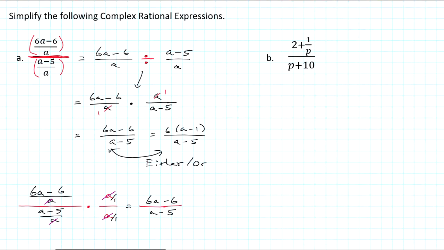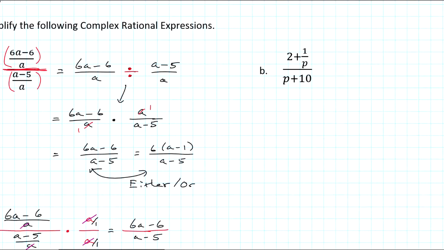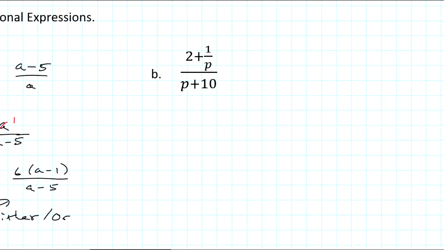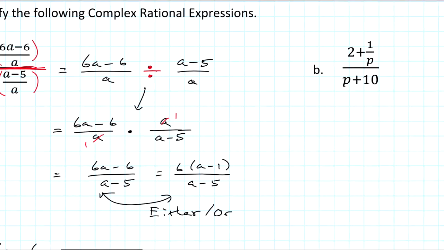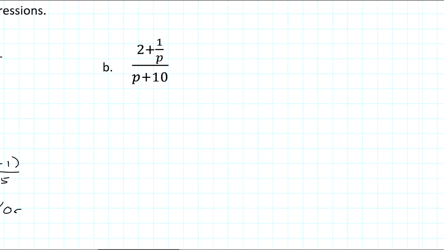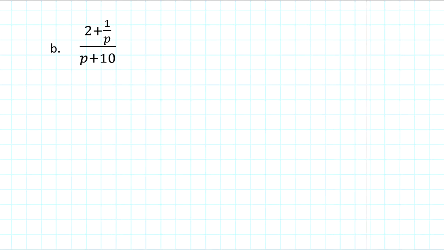So let's take a look at this second complex rational expression that we have here. Part B, we have 2 plus 1 over p all over p plus 10. So I'm just going to note the denominator right here, and that's what I want to multiply. For the big fraction, I want to multiply by a p on top and on bottom.